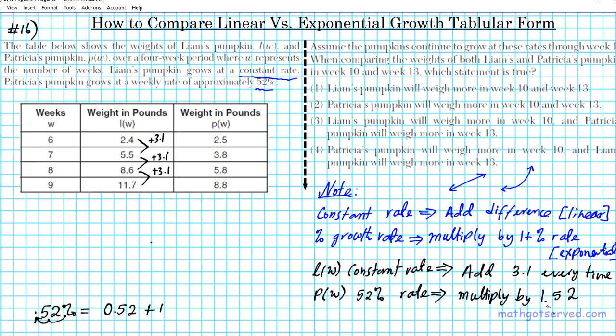That is why I came up with 1.52. So you multiply by 1.52 every time. Now, something you want to note is that it's an approximate growth rate. So some rounding will be done in the determination of the weight in pounds for Patricia's pumpkin. So let's see if this is the case.